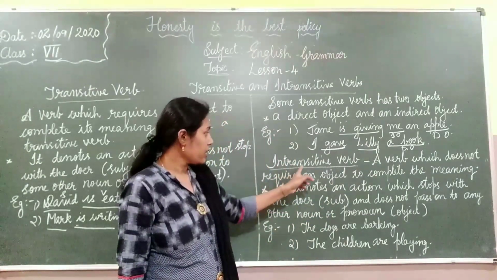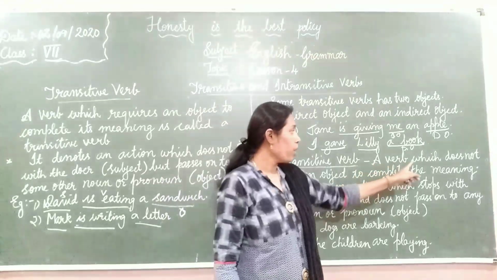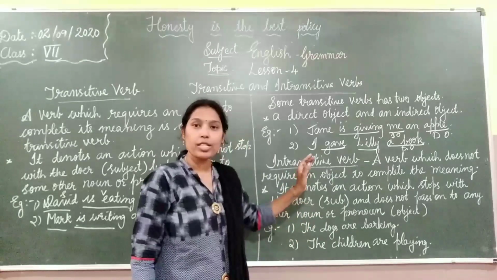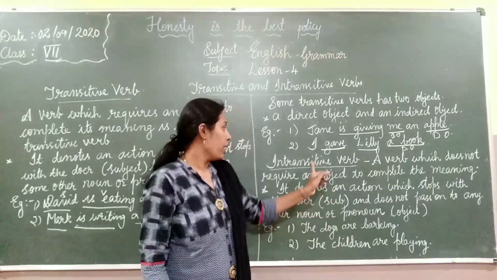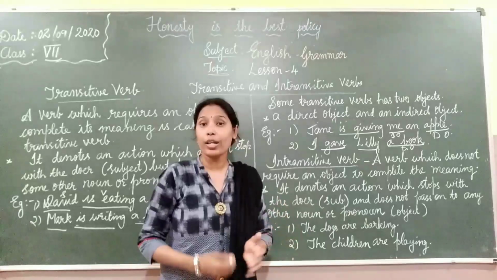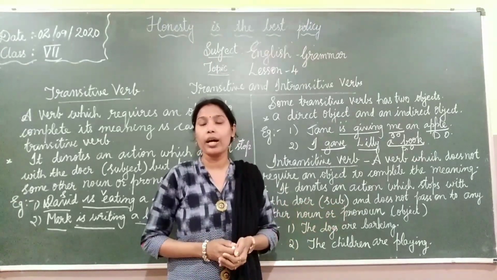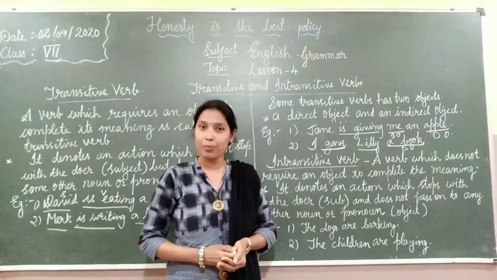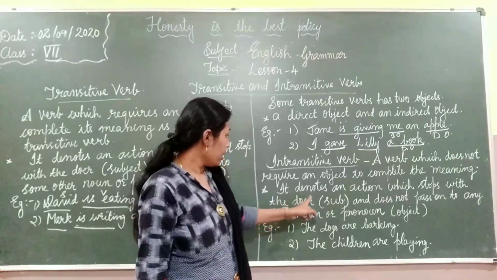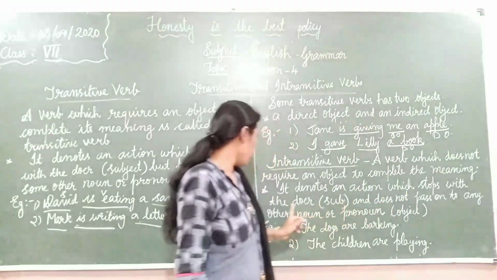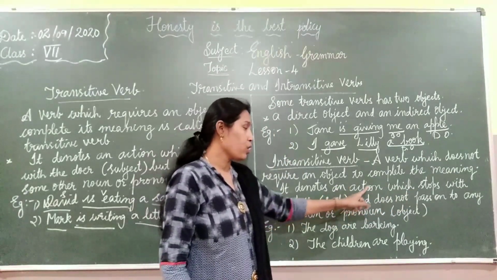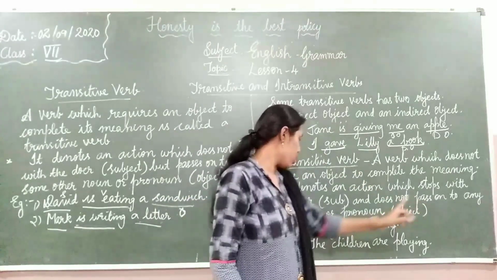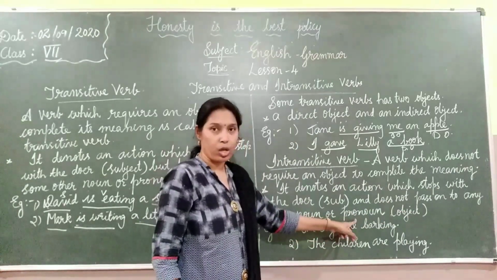Okay. Next, intransitive verb. A verb which does not require an object to complete the meaning. So it is just the opposite of transitive verb. But a transitive verb requires an object to complete its meaning, right? It denotes an action which stops with the doer, that is the subject, and does not pass on to any other noun or pronoun.